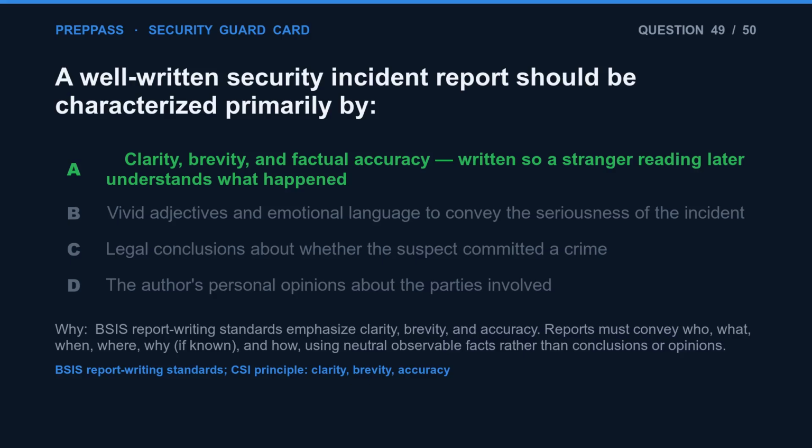The correct answer is A. BSIS report writing standards emphasize clarity, brevity, and accuracy. Reports must convey who, what, when, where, why, if known, and how, using neutral observable facts rather than conclusions or opinions.